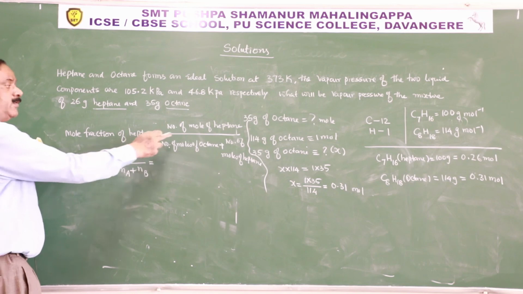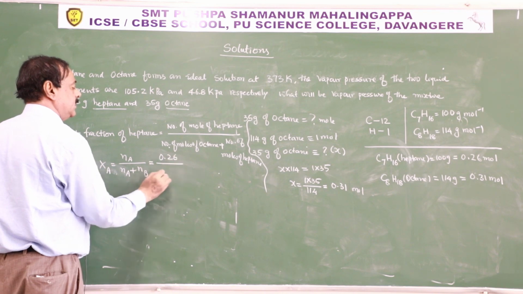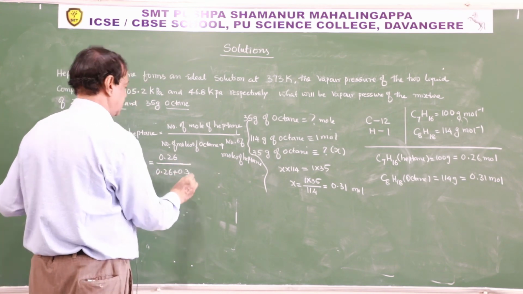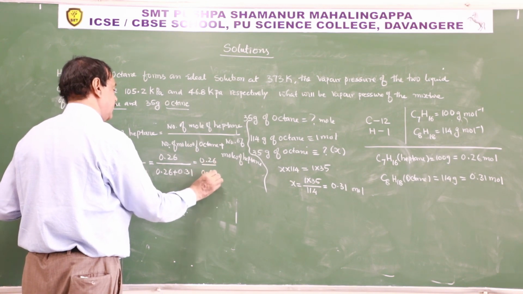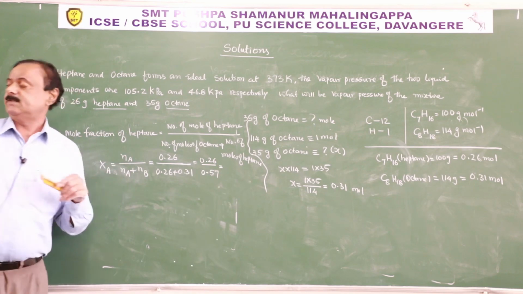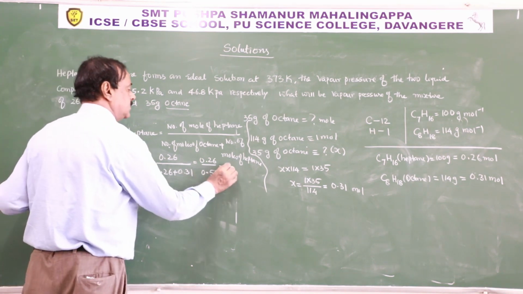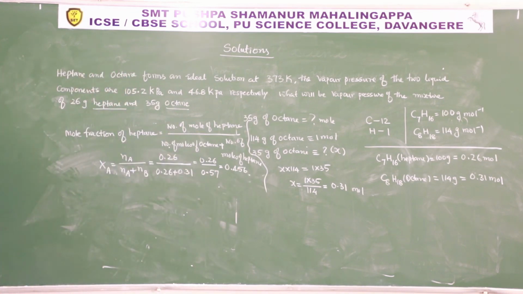Now what about the mole fraction, number of moles of heptane? That is 0.26 divided by 0.26 plus 0.31. That is 0.26 divided by 0.57. What is this value? 0.456.